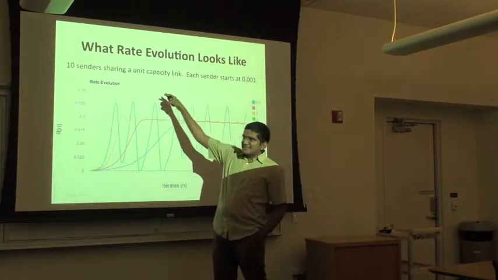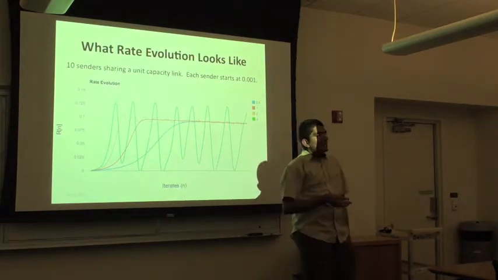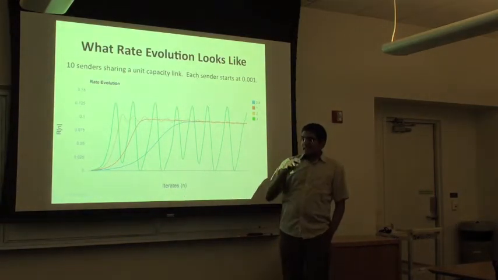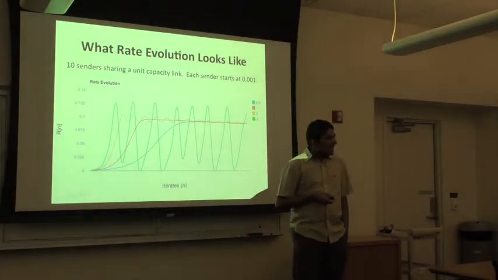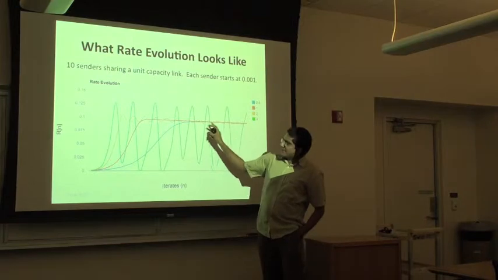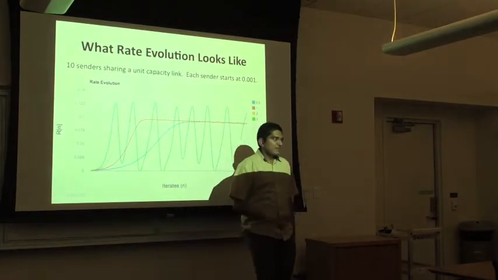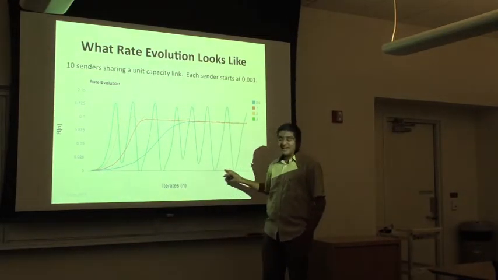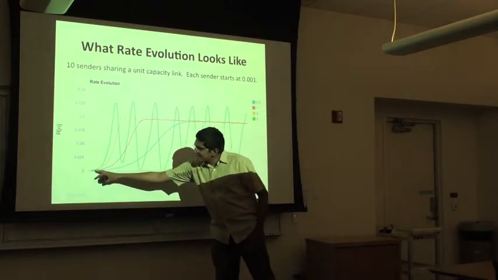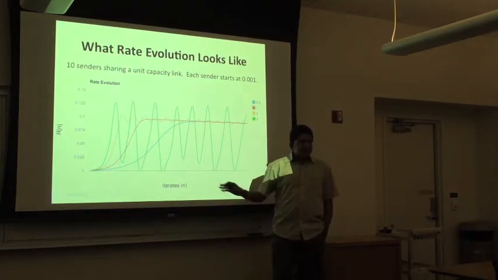So let me give you a sense of how this rate evolution actually looks like. So let's say you have 10 senders with long-lived flows, sharing a unit capacity link. Okay. And notice that I said there was a parameter alpha that determines how quickly you adjust these rates. Initially they're going to start with something like 0.001, a very small value. And on the x-axis, you have the iteration. So you have the first iteration here, the second iteration, and so on. And the maximum is like 50 iterations, doesn't matter.